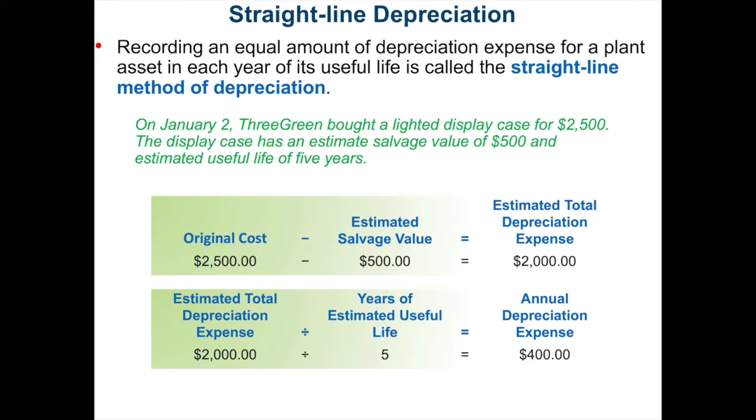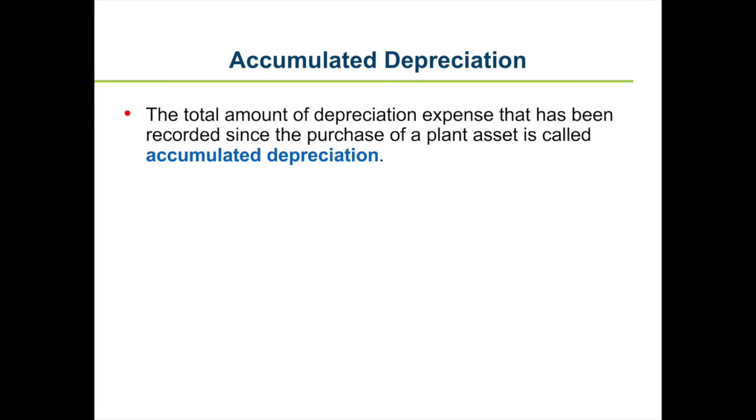Then you take your estimated total depreciation expense from the previous line, the $2,000, divided by the useful life. We figured we're going to have it for 5 years. It's going to be useful to us for 5 years. And we're going to come up with $400 of depreciation. So our lighted display case that we originally bought for $2,500 is going to go down in value every year by roughly $400.